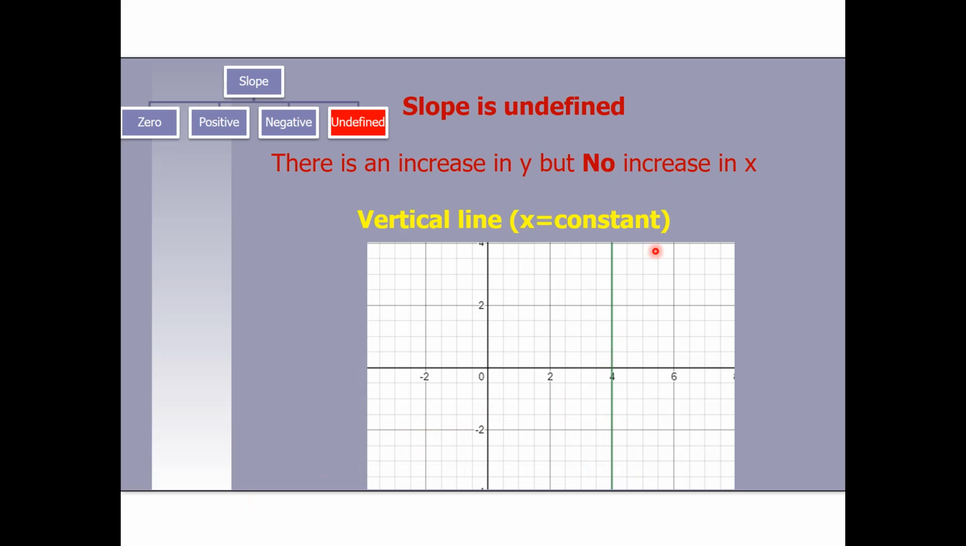Now, if the line is vertical, it means x is constant, it does not change. You change y, but x remains constant. There is an inclination of 90 degrees. So the angle between the line that is drawn here in green color and the x-axis is 90 degrees. So this kind of line has an undefined slope. So the slope is undefined.